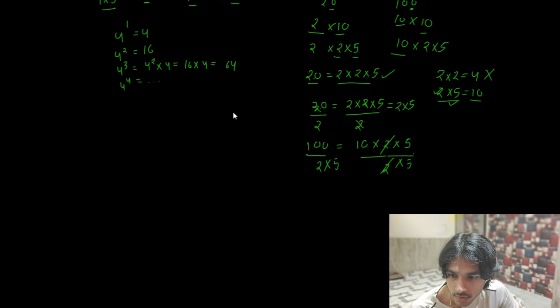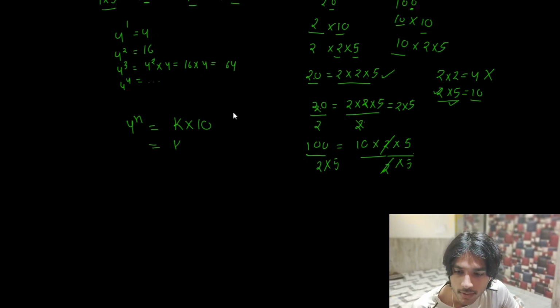suppose I assume that this is true. 4n somehow ends with 0. I don't know what I have to multiply it with, suppose k. I don't know what it is, but if it ends with 0, it must be a multiple of 10, right? And if it is a multiple of 10, I can simply write it as 2 multiplied by 5, because 2 is dividing right hand side. So 2 must divide left hand side, right?